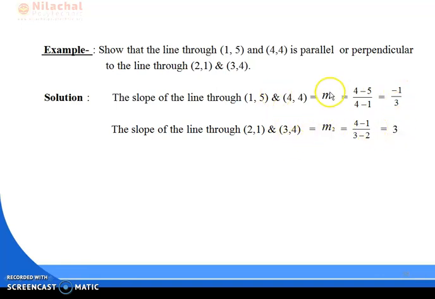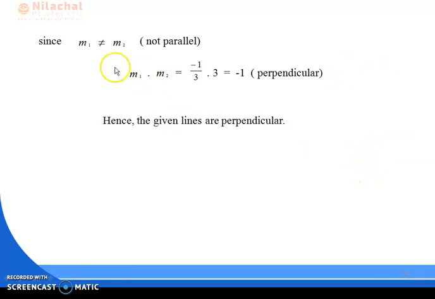So the slopes of the two lines are given. Now we check whether these two lines are parallel or perpendicular. m1 is not equal to m2, obviously. m1 is minus 1 by 3 and m2 is 3, so these are not parallel. Then we check whether the product of the two slopes is minus 1. Yes, minus 1, because m1 is minus 1 by 3 and m2 is 3; the 3s cancel. What do we get now? Minus 1. This is perpendicular.